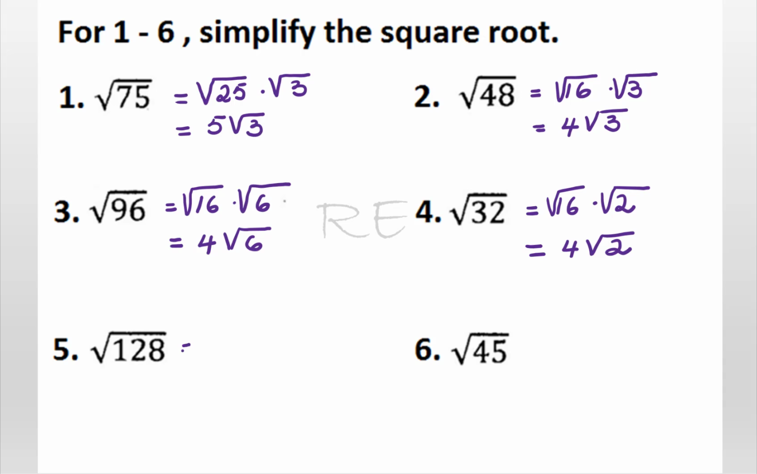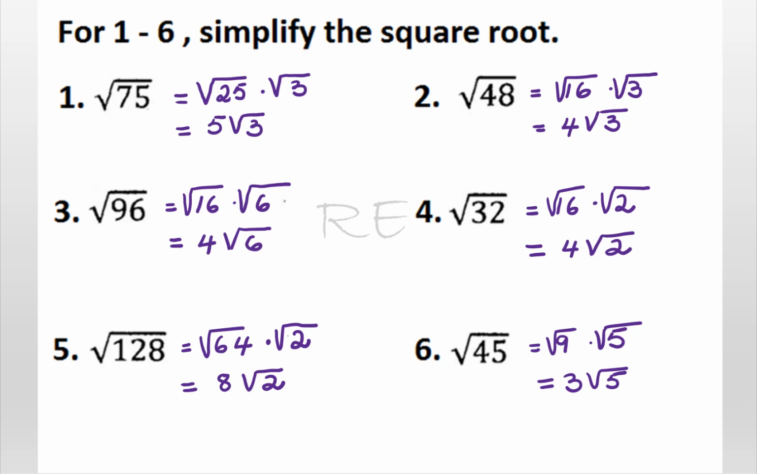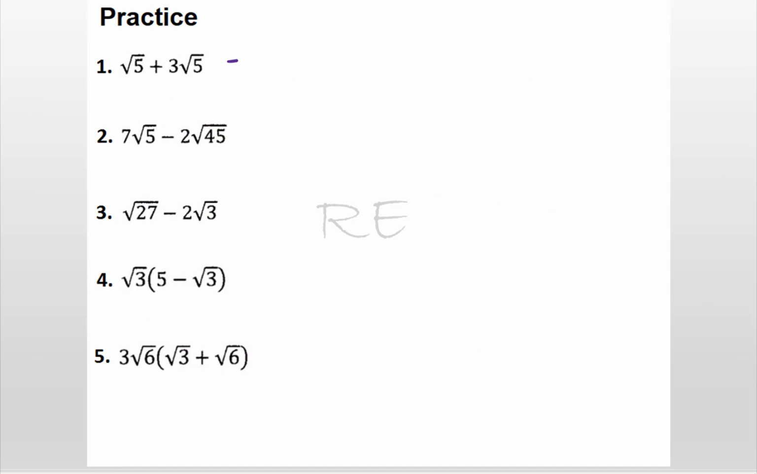128 is 64 times 2. Square root of 128 is the square root of 64 times the square root of 2. Square root of 64 is 8, so it's 8 square root of 2. Because 49 is 9 times 5, the square root of 45 is the square root of 9, which is 3, times square root of 5. One square root of 5 plus 3 square root of 5, 4 square root of 5.